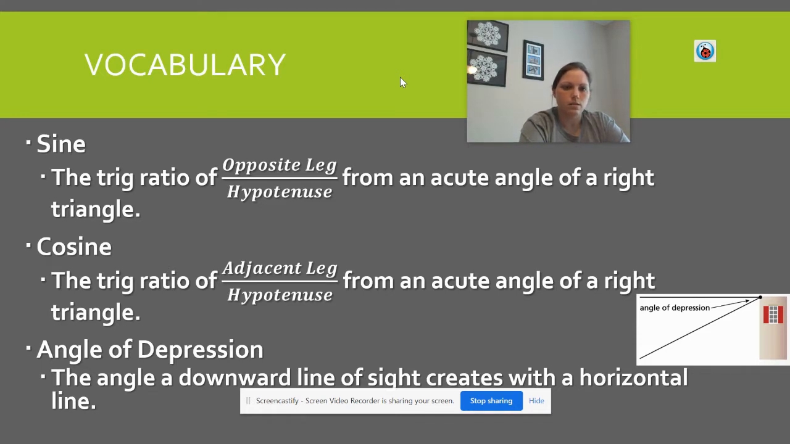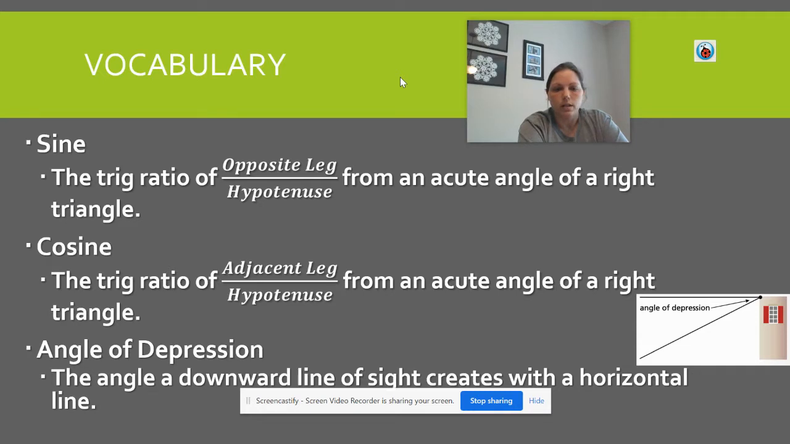So the sine is the trig ratio of the opposite leg over the hypotenuse from an acute angle of a right triangle. Cosine is the trig ratio of an adjacent leg over the hypotenuse from an acute angle of a right triangle. Now remember last time when we did tangent, we didn't use the hypotenuse at all. We only used the legs, opposite and adjacent legs. So our sine and cosine, they use the hypotenuse, and they'll use either the opposite leg if it's sine or the adjacent leg if it's cosine.